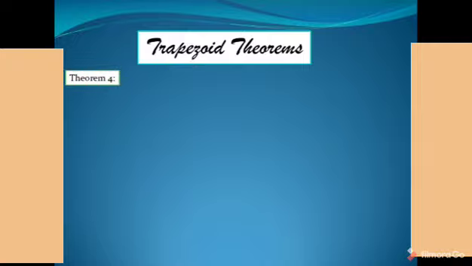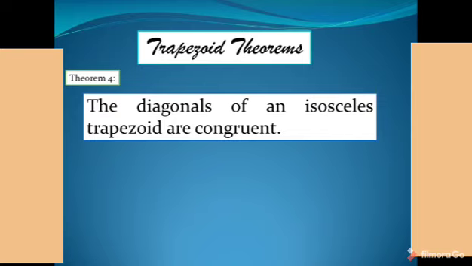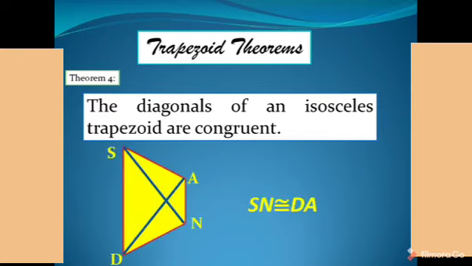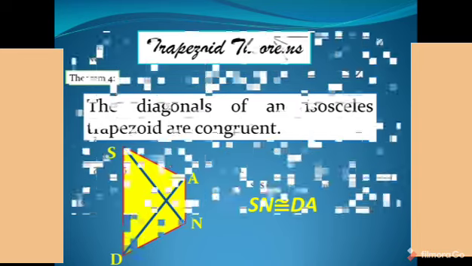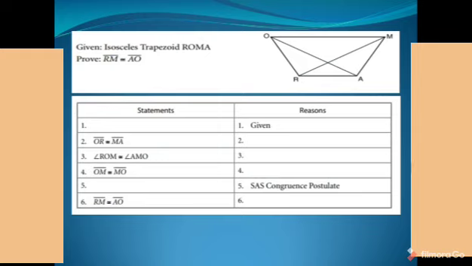At this point, let us now proceed to theorem number 4. What does theorem number 4 state? It says that the diagonals of an isosceles trapezoid are congruent. Let's look into our illustration this time. Trapezoid SEND with segment SN and segment AD as the diagonals. Therefore, segment SN is congruent to segment DA. Let's prove that one. Given isosceles trapezoid ROMA, we are asked to prove that segment RM is congruent to segment AO. Please look into our illustration.